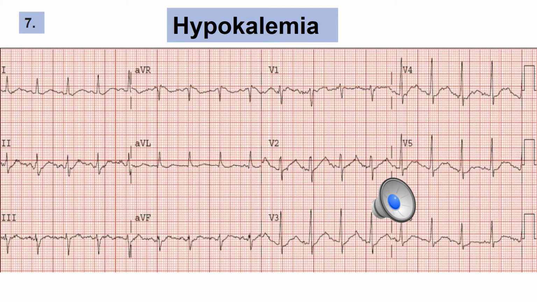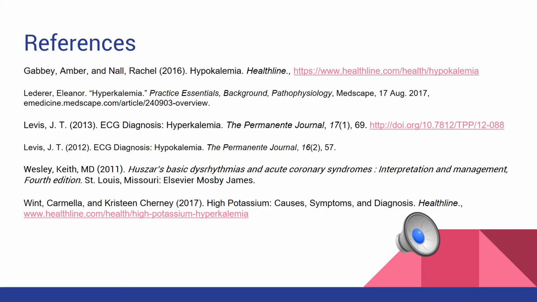Number 7 is also hypokalemia. This guy didn't take a very good EKG. There's a lot of interference going on here, but it is a good example if you can see that peaked TU wave again, especially in V4 here, but also in lead 2, it's definitely present. You can also see a little bit of the peaked P wave, which is another characteristic again. So number 7, hypokalemia. All right, that concludes our presentation today.